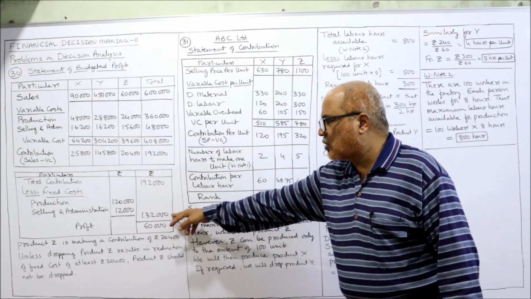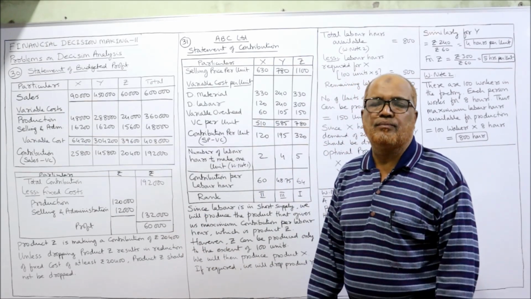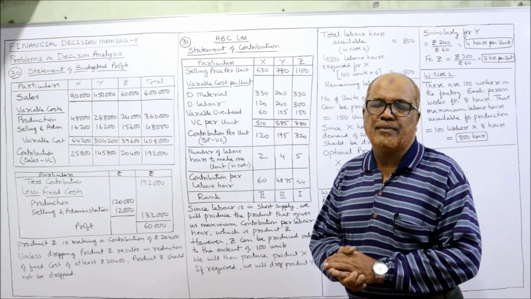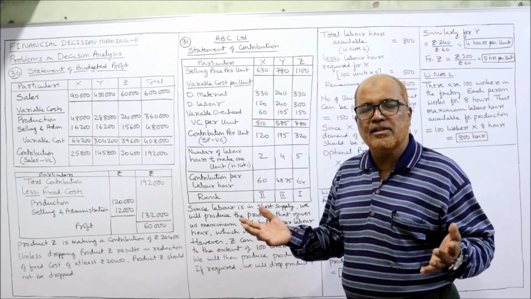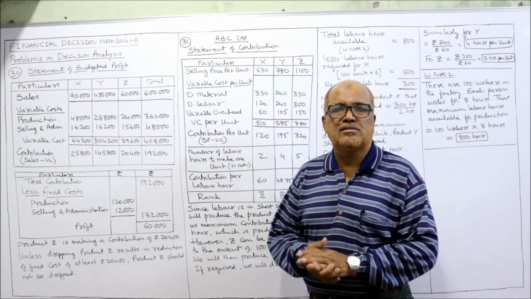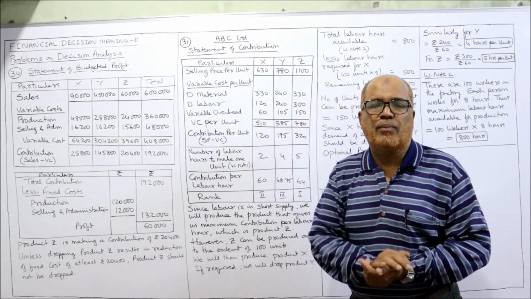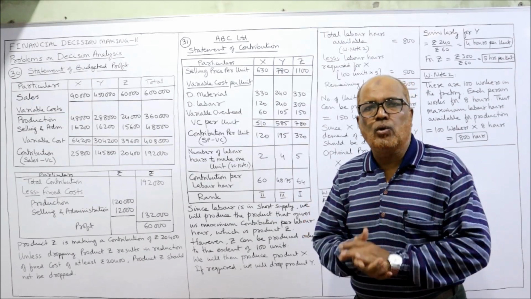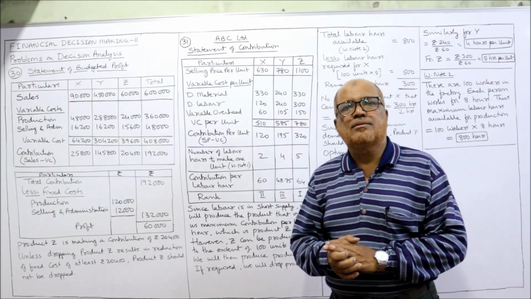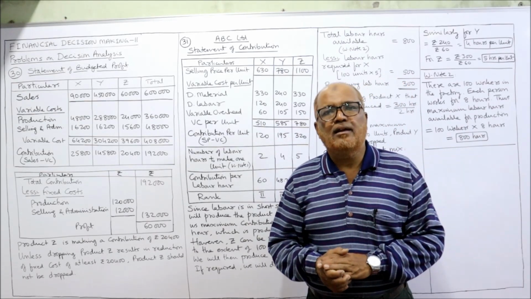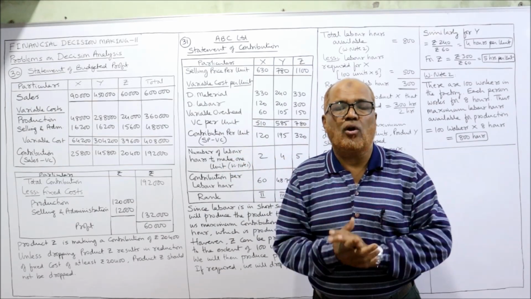The total fixed cost 1,32,000 is remaining same, right? That is our assumption. Normally the same assumption will apply in every case. The fixed cost will not change whether we continue or drop the product. Now what is our conclusion? The conclusion is product Z should not be dropped.